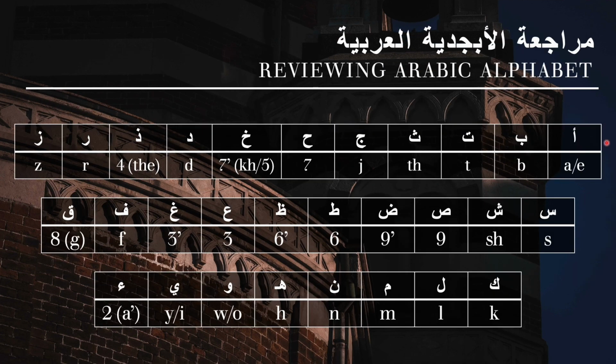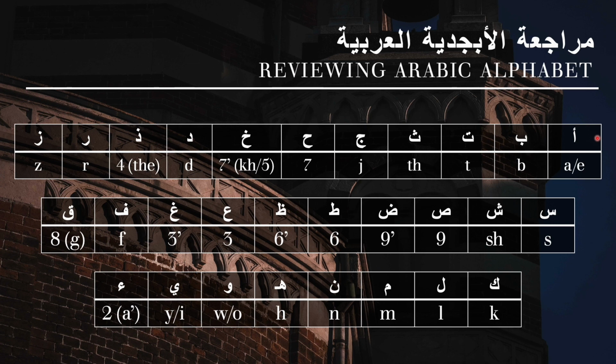Now we will review the Arabic letters in the alphabet: Alif, Ba, تاء ثاء جيم حاء خاء دال ذال راء زين سين شين صاد ضاد طاء ظاء عين غين فاء قاف كاف لام ميم نون هاء واو ياء همزة. These are the letters as they are named in the alphabet.